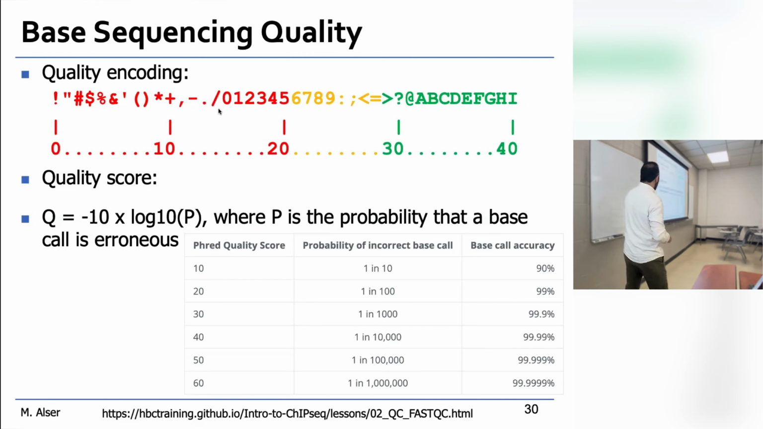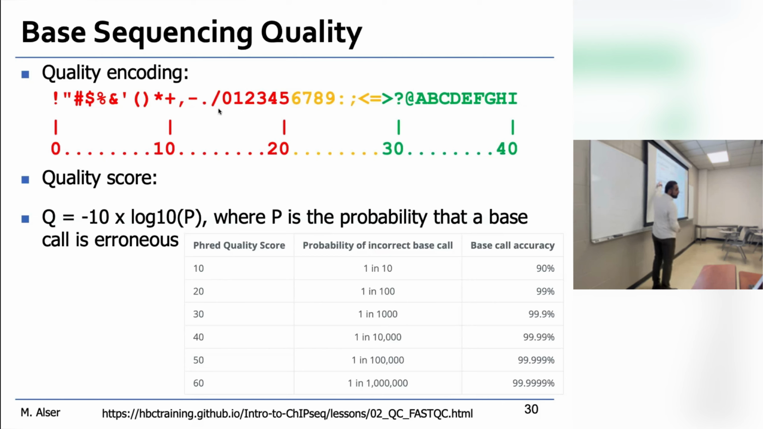And they consider this as 0. Then 1, 2, 3, 4, 5, 10 means the plus, okay? Then 20, 30, 40, and so on. So that is a scale representing the quality of the sequencing data. Now this number, we call it the quality score. What does the quality score mean? In order to understand the meaning of 0, whether it's bad or good, we need to look at this equation.